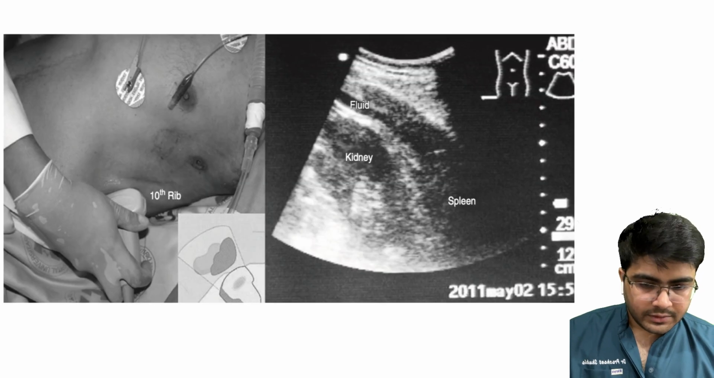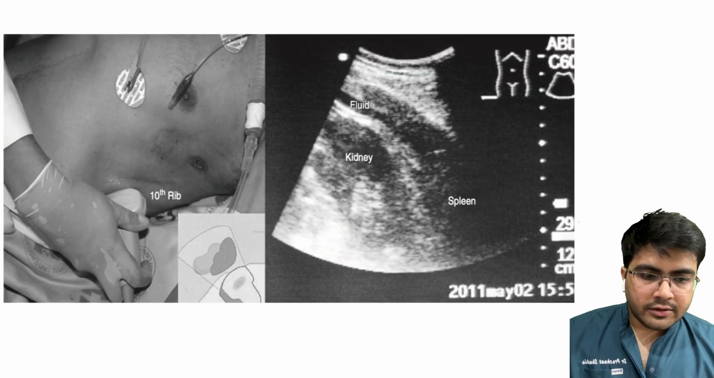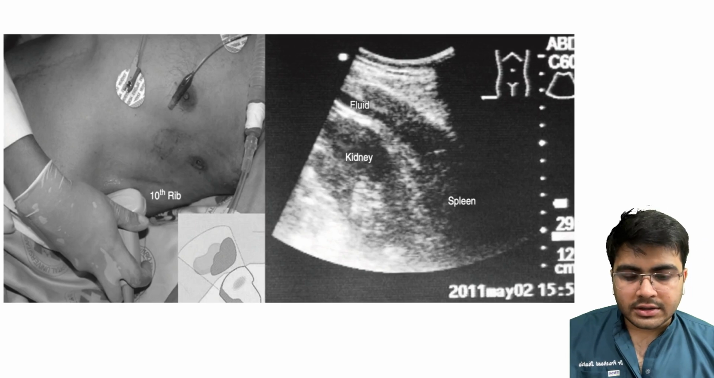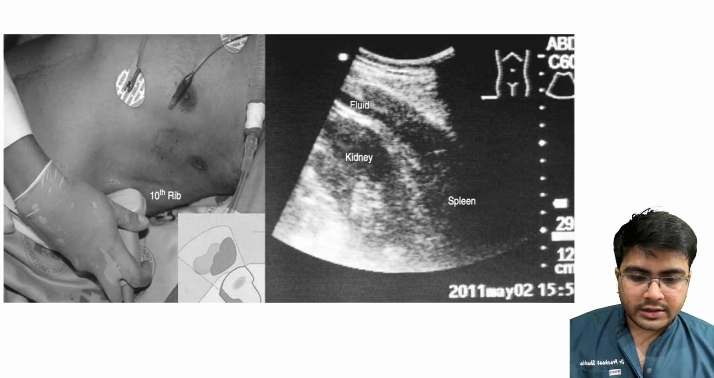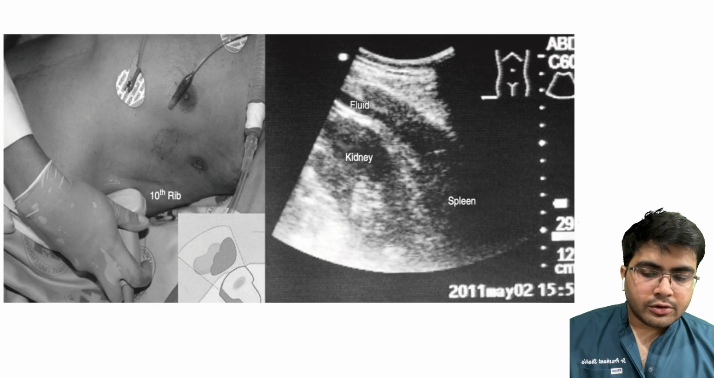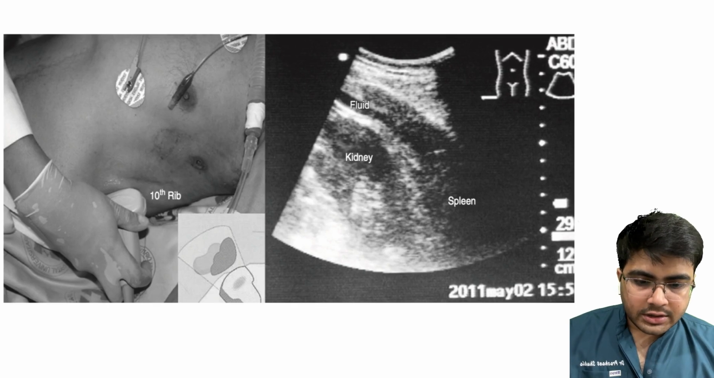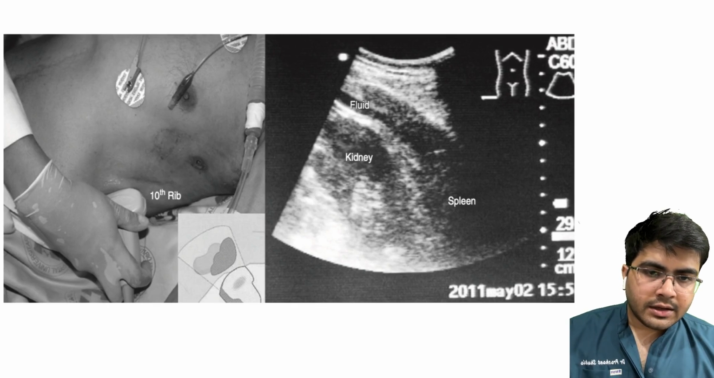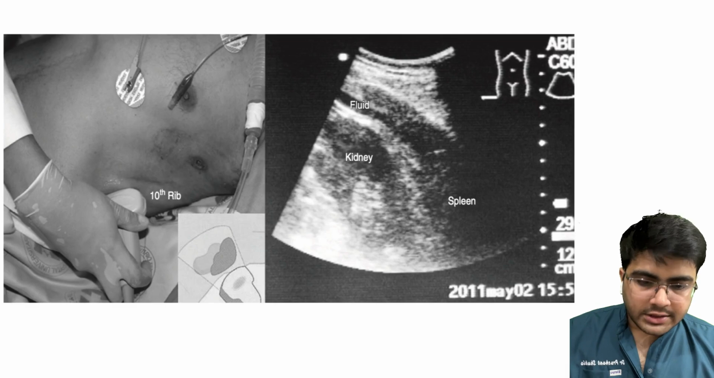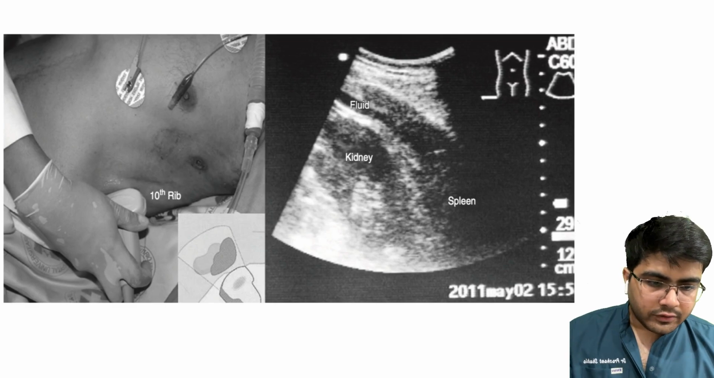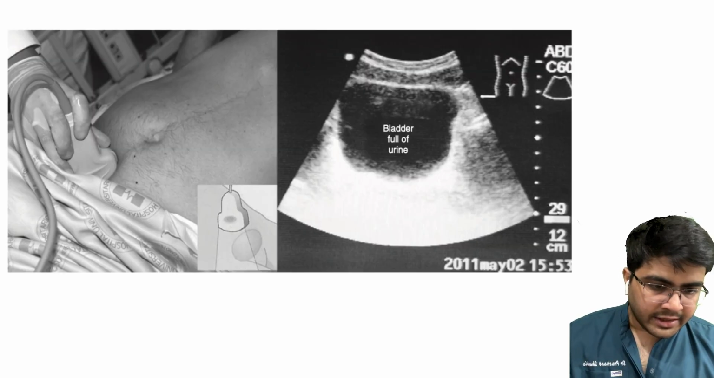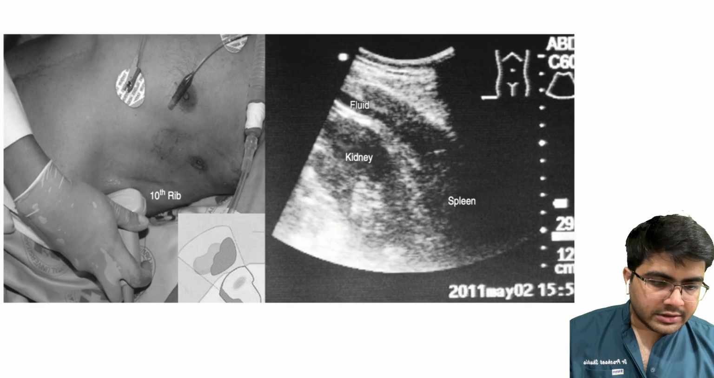Okay, the next view you want to look upon is the perisplenic window. In the perisplenic window you put the probe along the 10th rib in the posterior axillary line, and you look for the fluid between the kidney and the spleen. So here you can see there is no presence of fluid, and this is a normal finding.